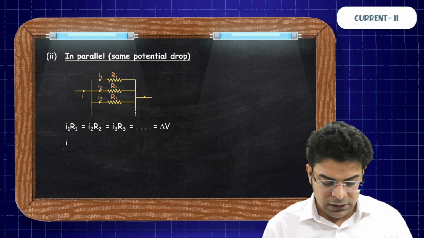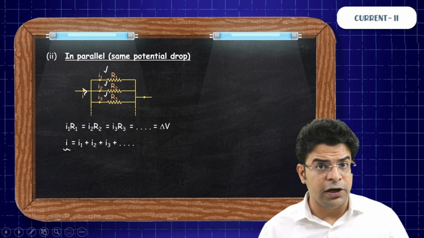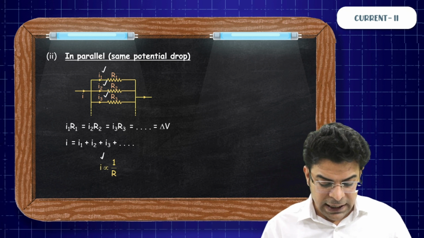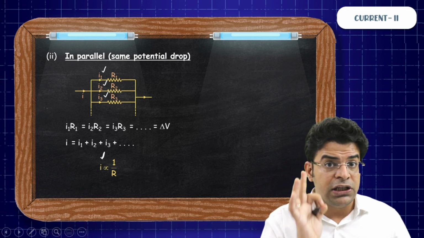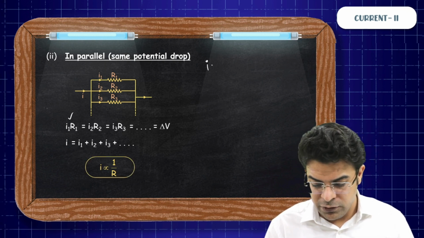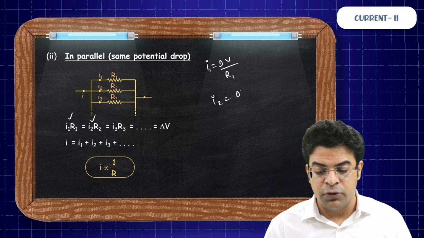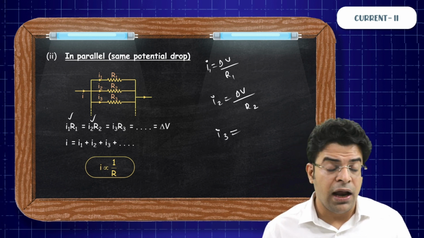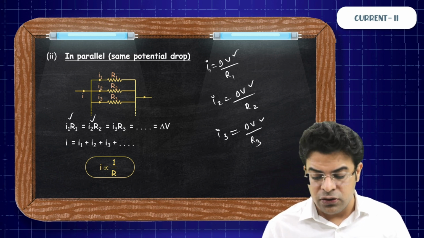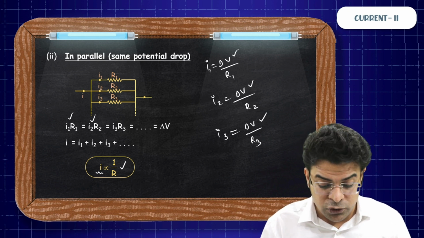Now, we can say that the current entering the parallel combination has to be equal to the sum of the current in each individual branch. So I has to be equal to I1 plus I2 plus I3 and so on, right? And we can say that the current in each particular resistor is inversely proportional to its resistance. How can you say? Can I say that I1 equals delta V by R1? Yes. Can I say that I2 equals the potential drop across the parallel combination by R2? And I3 equals delta V by R3 and so on, right? Since the potential drop across each resistor is the same, the current flowing through each resistor is inversely proportional to its resistance.